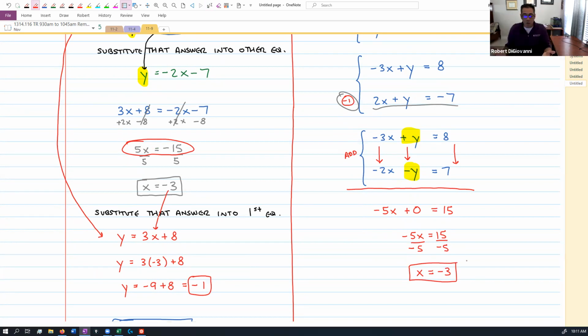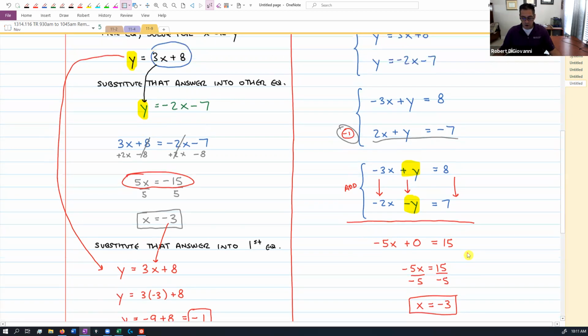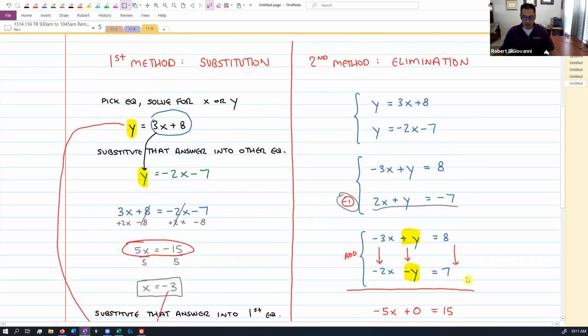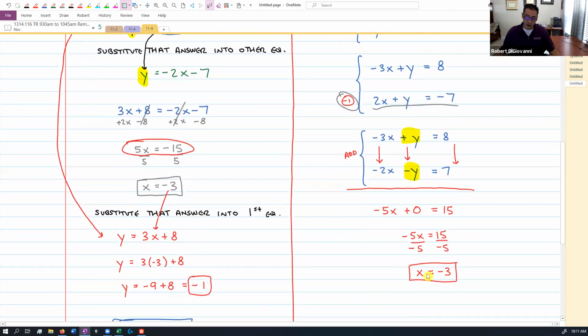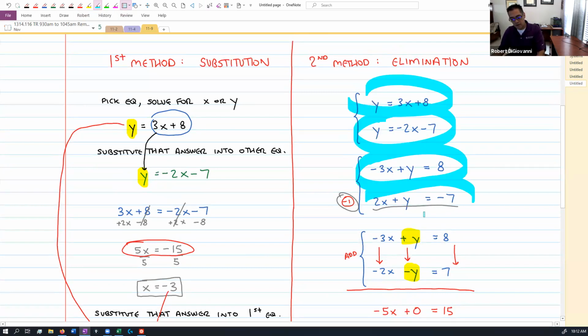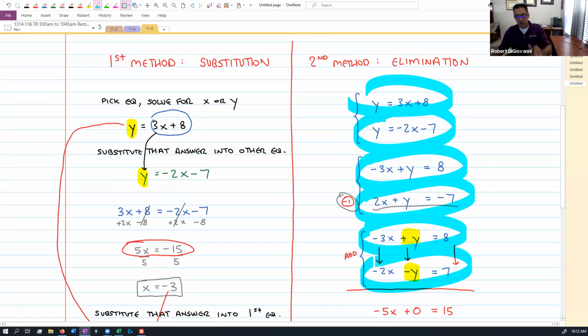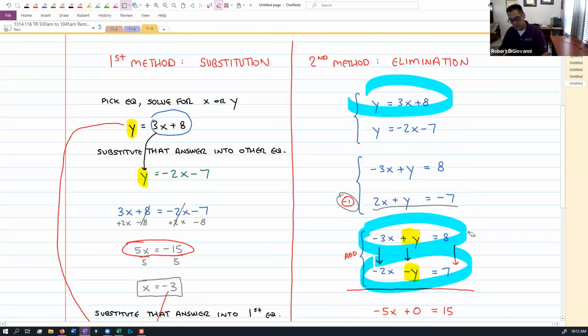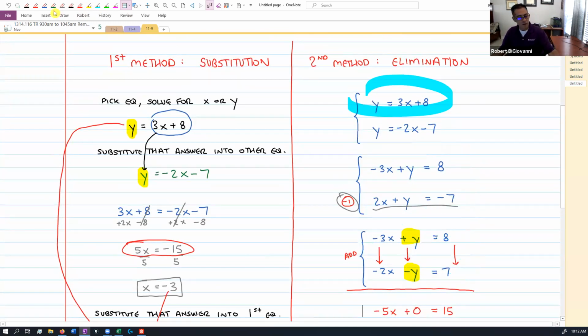Now, how do you get y from this? Well, this is the cool thing about elimination: when you want to figure out what the other variable is, you go back and you can pick any equation you want, any of these. Whichever one you want, use it to get y. I think the one that I'm going to pick is just that first one, the very top equation. I'm going to use that one right there.